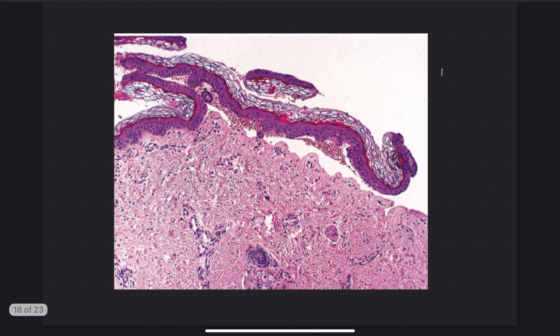This is the microscopic image showing you the subepidermal split. This is the entire epidermis: stratum corneum, granulosum, spinosum, and basal. Beneath the epidermis is a split. Between the epidermis and dermis, there is a split, a subepidermal split.